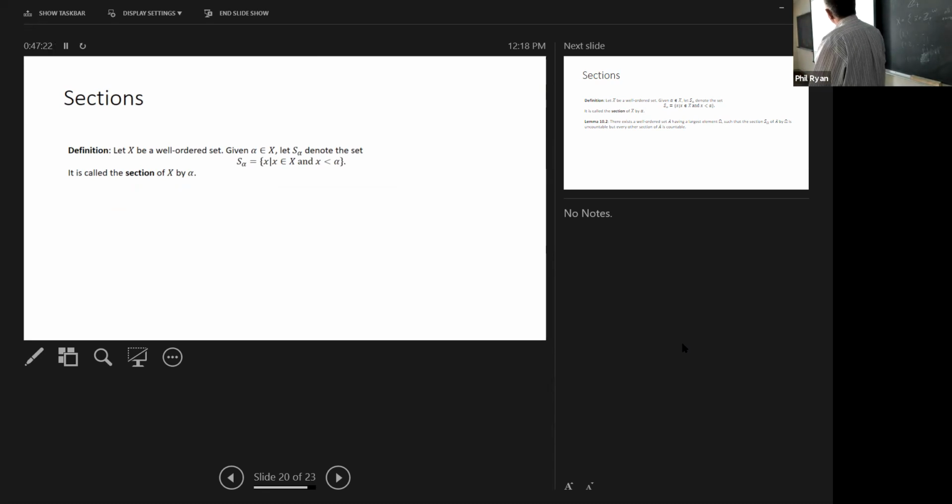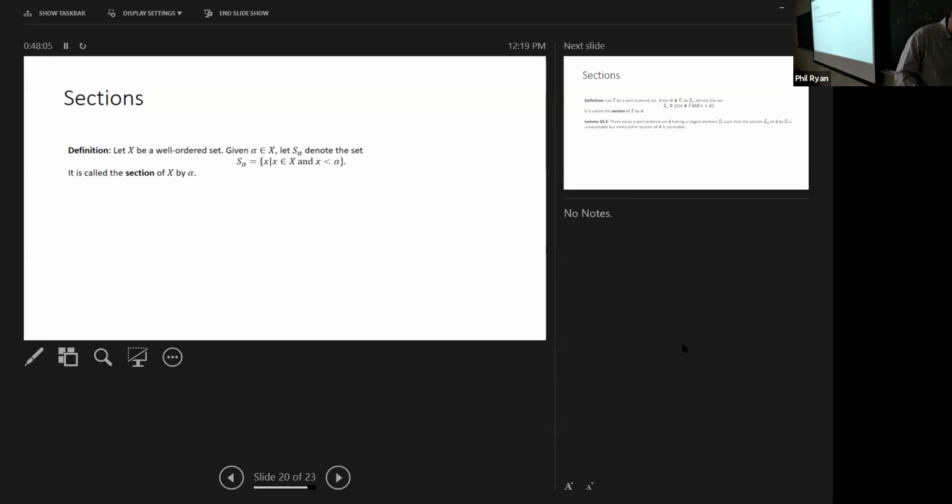So we can generalize that to any well-ordered set. Given a well-ordered set, so that means not only do we have a set, but we have an ordering, and given an element alpha of that set, we're going to let S alpha be the section of X by alpha, and that's just the elements of X which are less than alpha. So the main thing to remember is a section does not include that final element. And there's a very good reason why that's going to be.